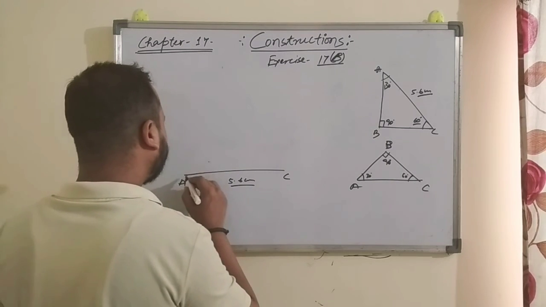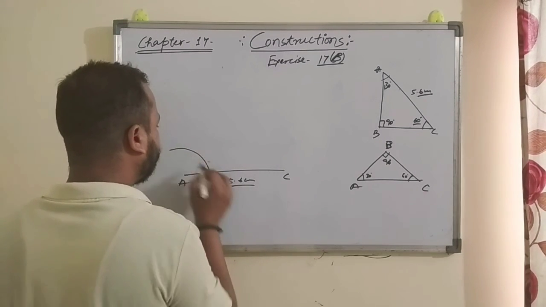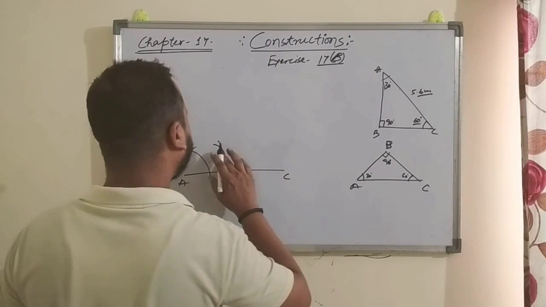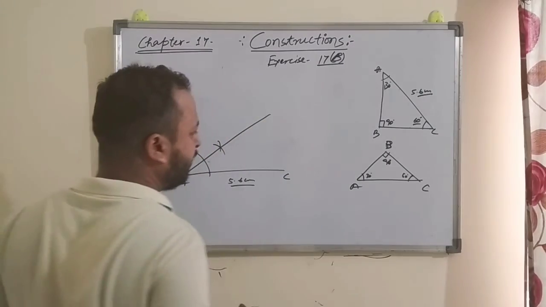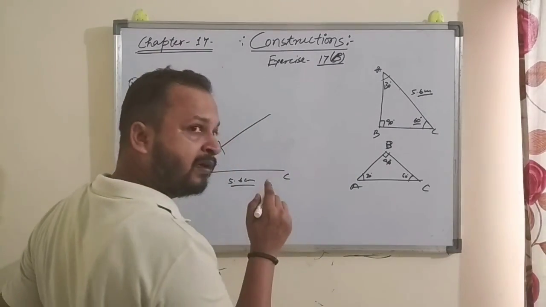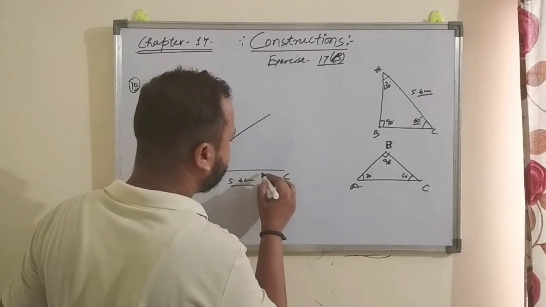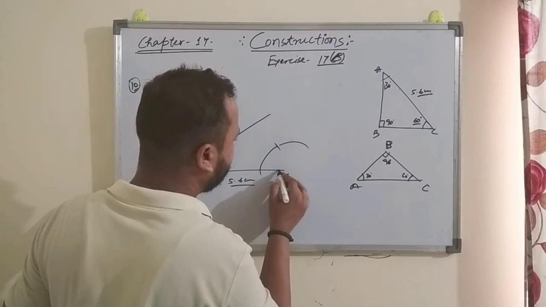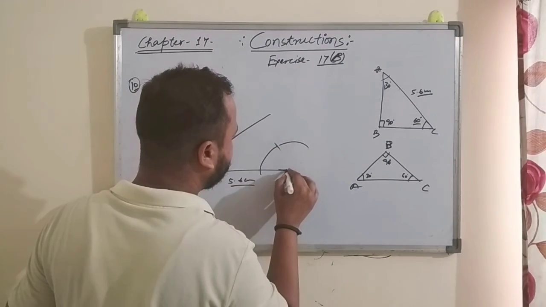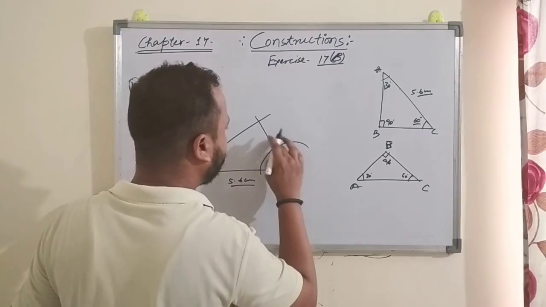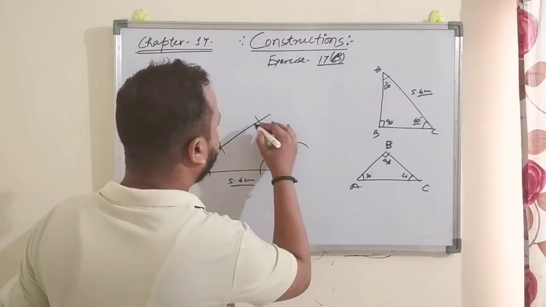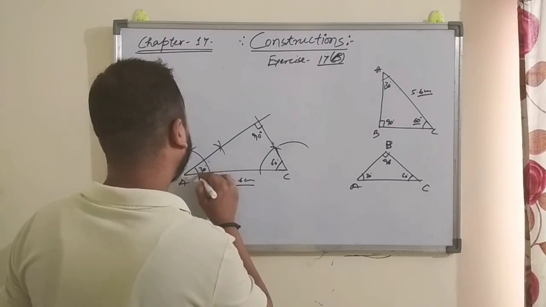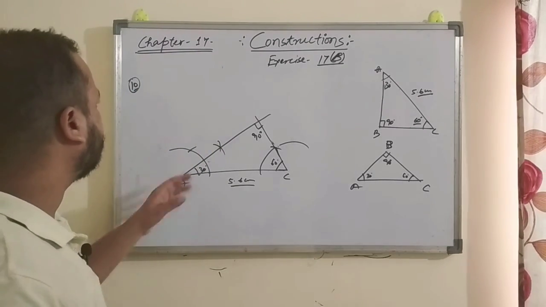At point A, draw a 30 degree angle: take any radius, draw a semicircle. Here you will get the 60 degree mark. From here and here, draw two arcs. You will get the 30 degree mark. Just join them. From point C, make an angle of 60 degrees. Take any radius, draw a semicircle. From here, just draw it and extend it. This angle is 90 degrees. So this is 60 degree, this is 30 degree, this is 90 degree.